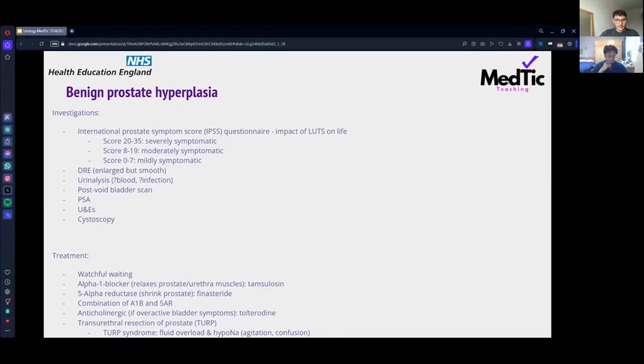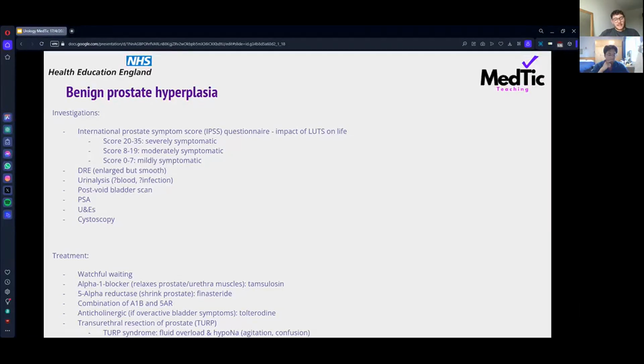If they have overactive bladder symptoms, you could consider an anticholinergic agent. And especially if they have more severe symptoms which aren't amenable to medication, you could consider a TURP, transurethral resection of the prostate.